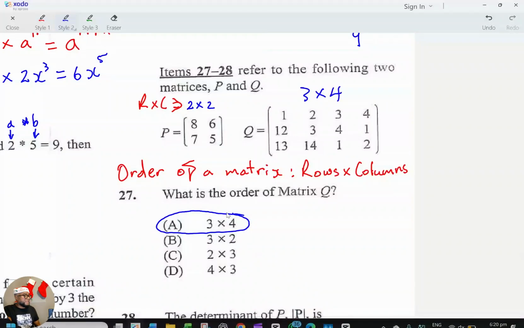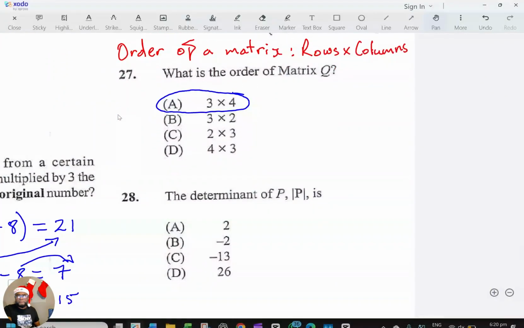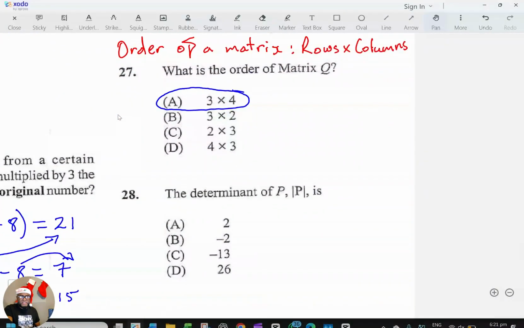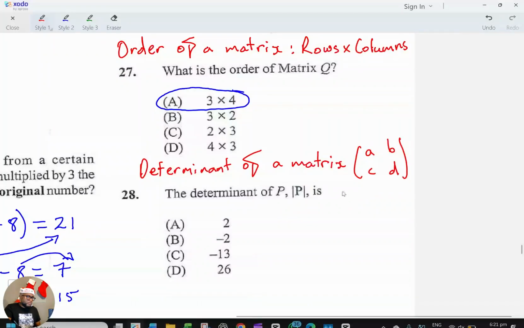Now, the next number actually applies to this matrix too. So let me see what they're asking for in the next one. The determinant of P, being the first matrix. Now for those who don't know what a determinant is, let me give you a quick explanation. If we call our matrix a, b, c, d, the determinant of this matrix would be equal to A multiplied by D minus B multiplied by C. That's how simple this is.